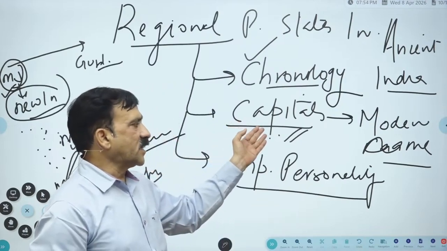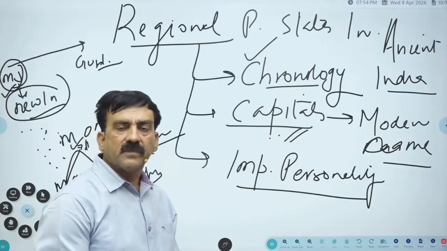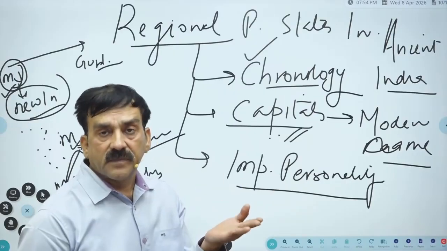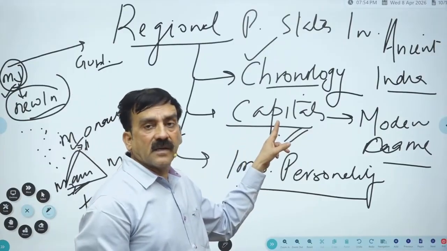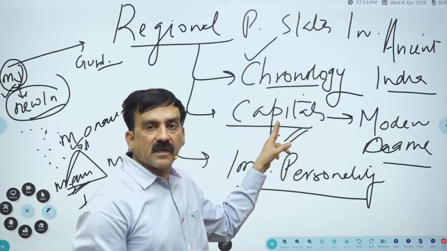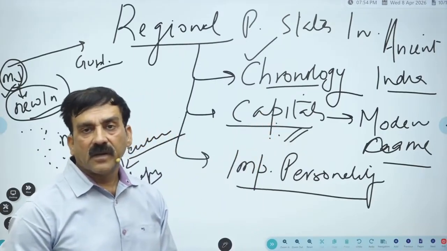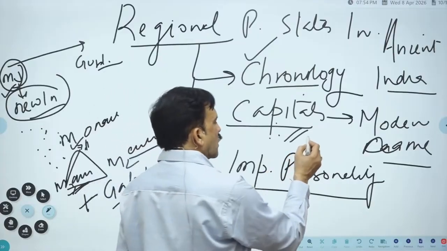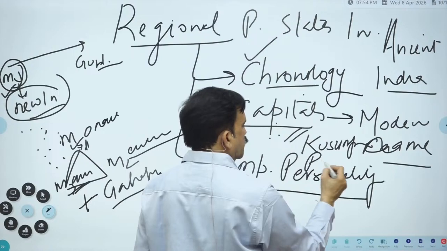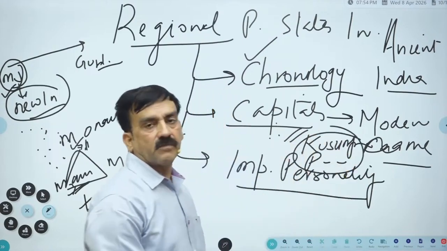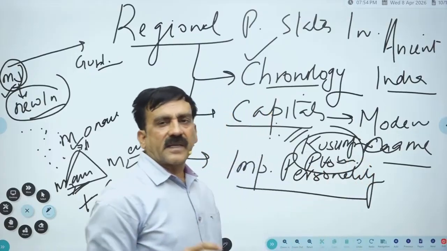Second type of question can be their capitals and the modern name, like Patliputra. You may be surprised to know Patliputra today is called Patna. It got named Patna by Sher Shah Suri. But in the Gupta period, the same Patliputra was called Kusumpur, Pushpur. Kushumpur and Pushpur. So these are interesting facts.